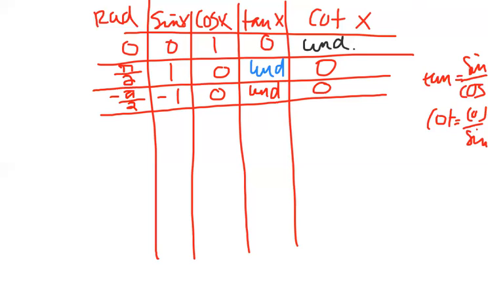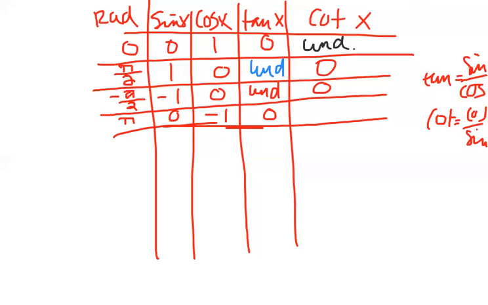Now, let's keep doing this. This time, I'm going to go to pi. Now, we're at positive pi. Sine is 0. Cosine is negative 1. So that would make tangent 0, and cotangent would be undefined.